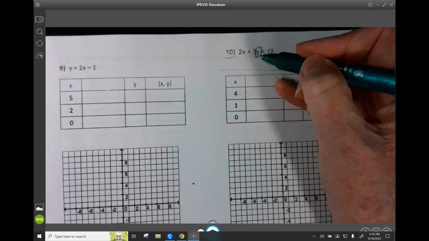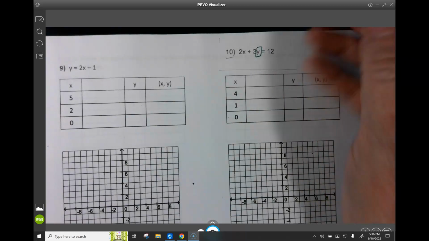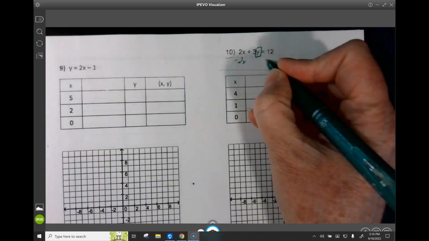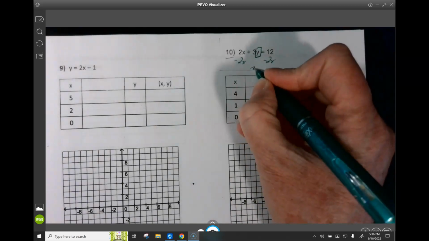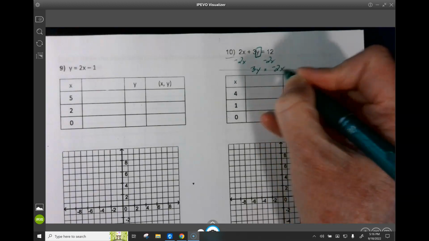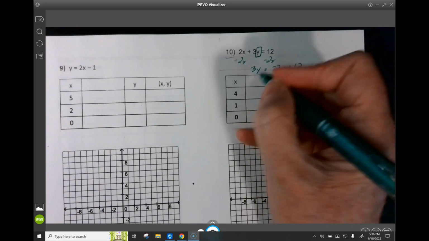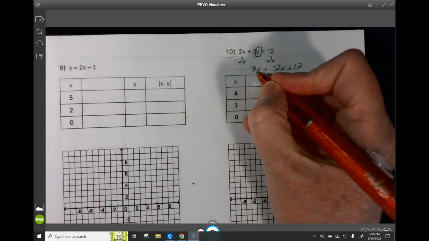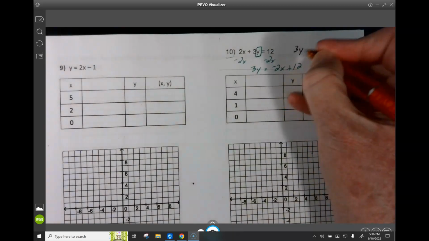You will see pretty soon we're not going to put a box around y, because that's what we're always solving for. So we're going to subtract 2x from both sides. So I get 3y is equal to -2x plus 12. Divide by 3. Oops, I'm going to come up here because I ran out of room.